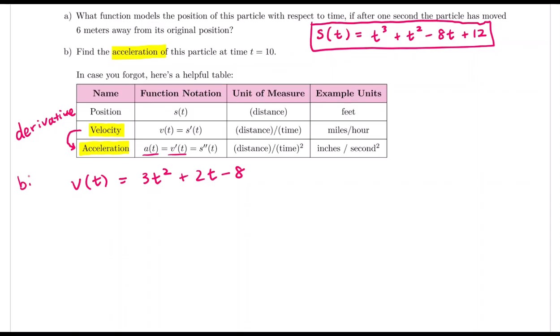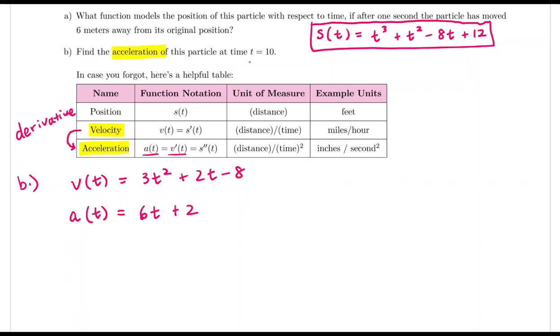So we are in part B. I'd like to find the acceleration function, which we denote with lowercase a of t is equal to. Now I'm going to use the regular power rule. 3 times 2 is 6, t plus 2. And because I'm taking a regular derivative, we would not use a constant of integration.